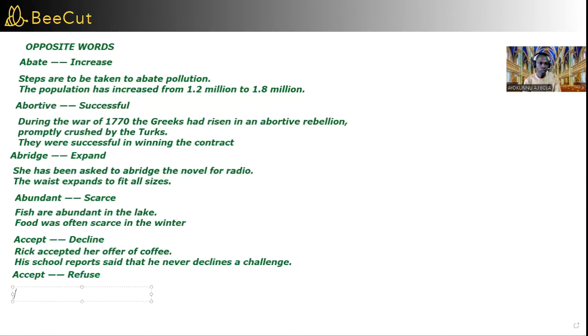So we try to use accept and refuse. So he accepted the invitation to stay with us. Then, the chairman refused to answer any more questions. So these are examples of sentences. We're talking about accept and refuse as a word and its opposite.